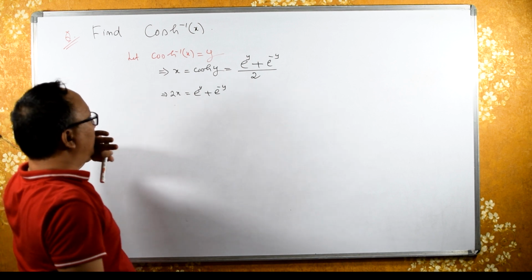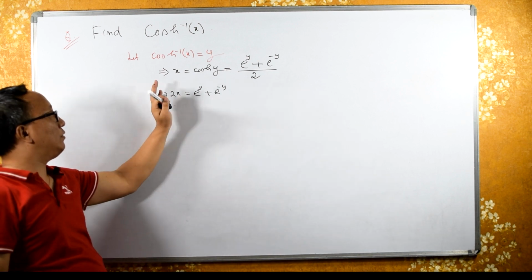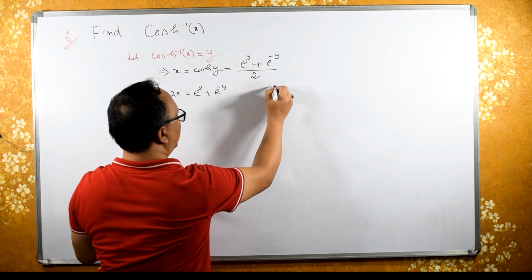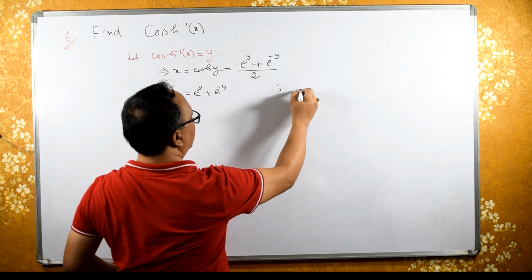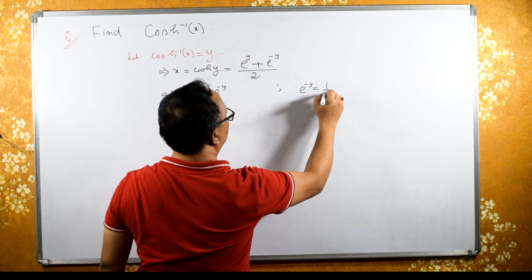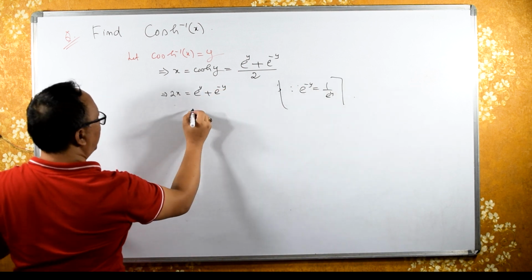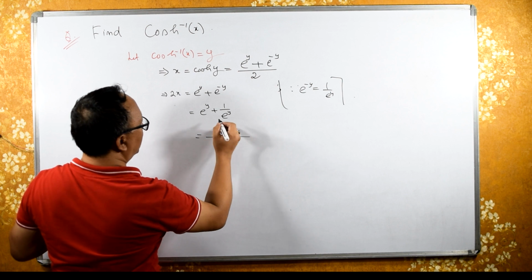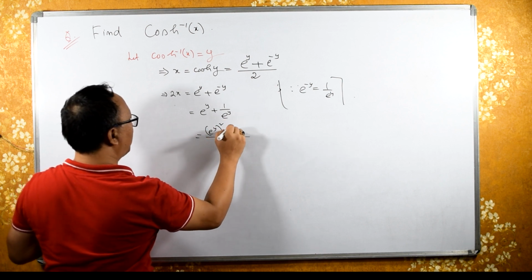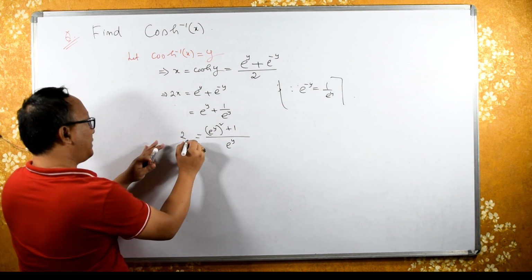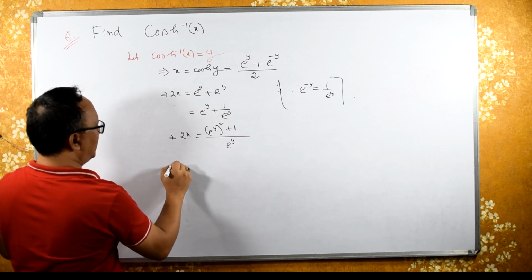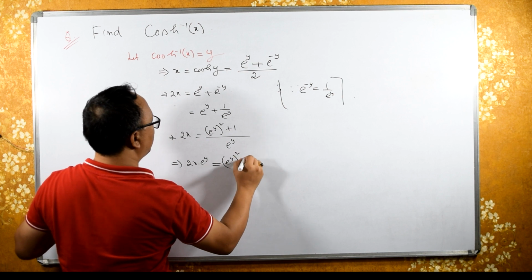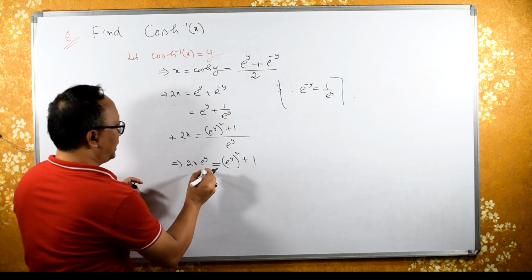What you can do is multiply e raised to y on both sides so that e raised to minus y and e raised to y get cancelled. Otherwise, you can use the indices property: e raised to minus y is the same as 1 by e raised to y. Using this property, e raised to y plus 1 by e raised to y. Let's take the LCM: e raised to y the whole square plus 1, into e raised to y. On the left hand side we have twice x. Cross multiplying, we have twice x e raised to y equals e raised to y whole square plus 1. Now it is quadratic in e raised to y.